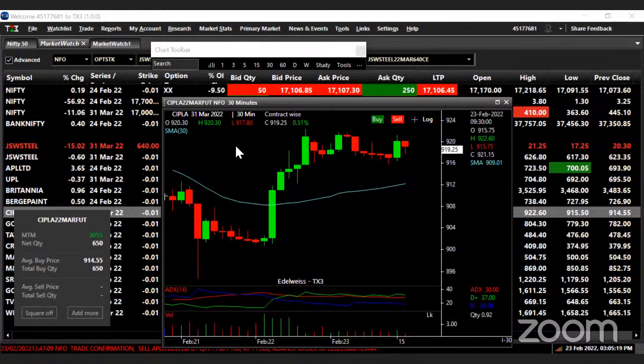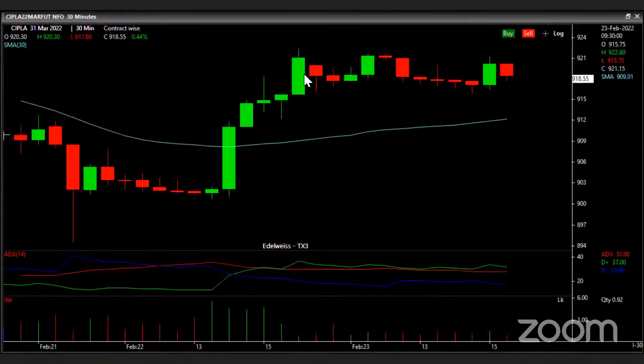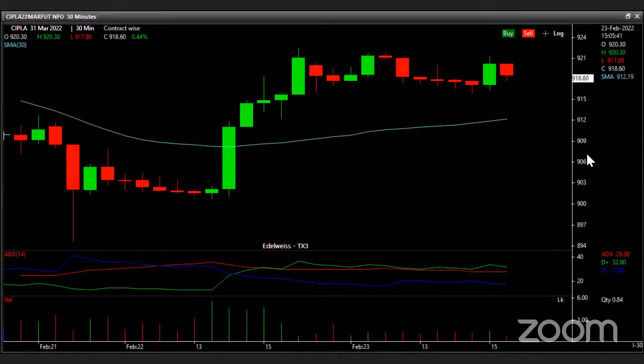Sir, actually, time is not visible. I'm not able to find out the time. Where is the time? Extreme right hand top. The date, then time, then open, high, low, close. Okay, yes, 9:30. So, what kind of bar it is? Or what kind of pattern it is? Very correct. Inside, right? Inside candle is going on.